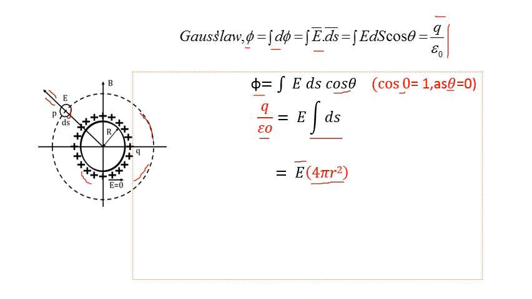Next, we have to simplify for this E. Rearrange this equation. We are getting this formula: E is equal to 1 upon 4 pi epsilon 0 q upon r square. We already discussed this formula, which we derived from Coulomb's law. Now using these 3-4 mathematical steps, you can derive this relation.